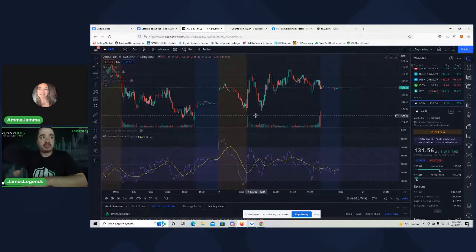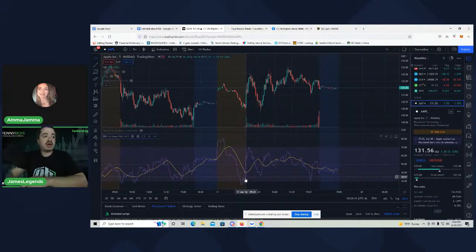Okay, so this is your Apple 5-minute chart. This right here would be a good example of bullish divergence. And the reason is because you see in the pre-market here, it fell down to a low of 129.80, and you had your RSI down here in the pre-market at, it was under 30. It was oversold at that point, right?